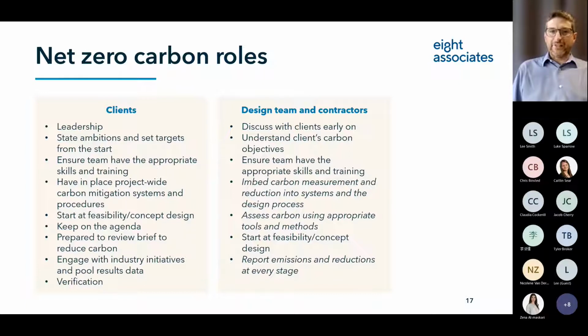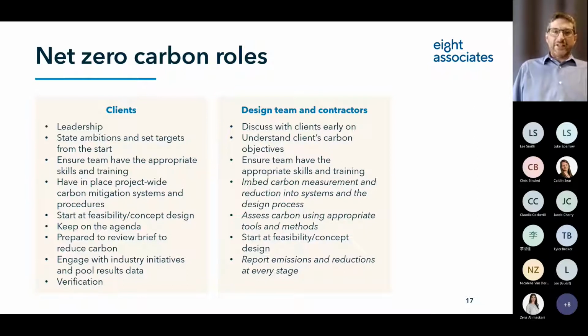As with the client side, ensuring people on the team are appropriately trained and have the skills to do this kind of work and to interpret the results. It could be that it's not something that needs to be done in-house, but you can appoint a specialist company to do the measurement and to guide in terms of carbon reduction approaches. But it's really good to work with them closely and have that interaction, rather than seeing it as one step in the design process, get the results, tick the box, but really incorporate it into the design process.